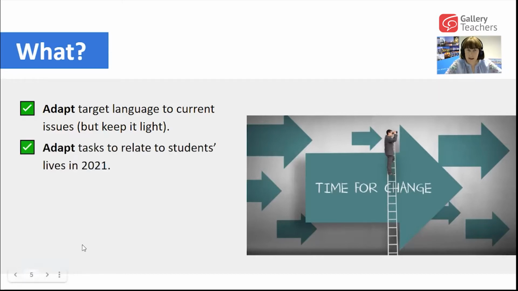We also must adapt tasks to relate to students' lives in 2021. So, students' lives have changed considerably, and the tasks that we ask them to do should also reflect this.